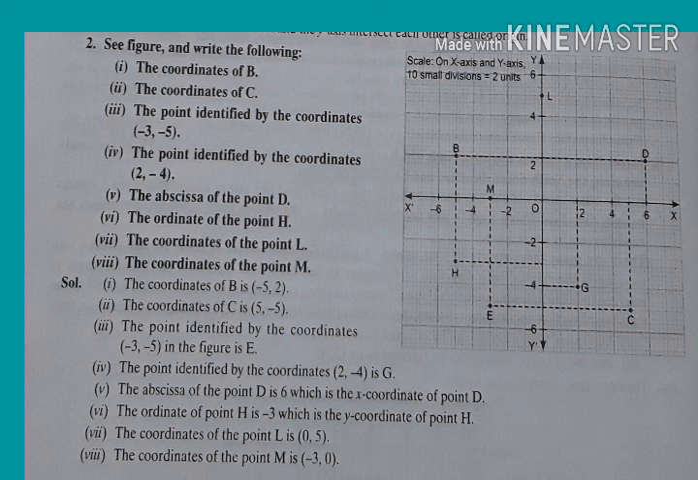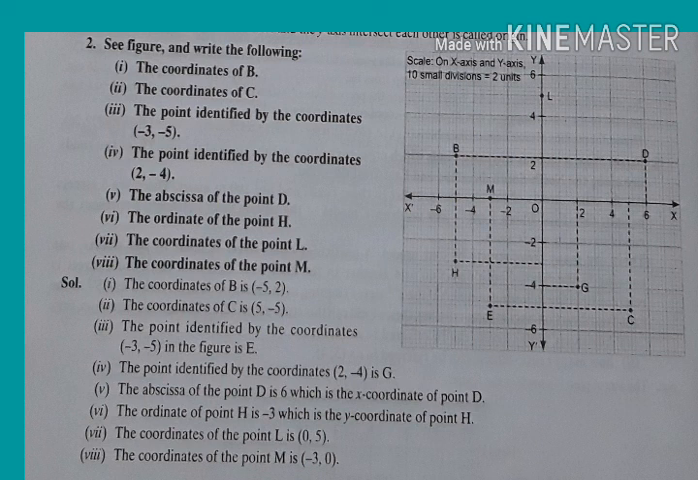The next is the coordinates of the point L. What are the coordinates of the point L? Where is the point L? L is on the y-axis. On the y-axis means x value will be 0. X value is 0, then y value we can write. So 0, 5.